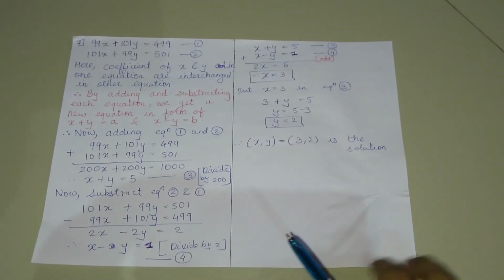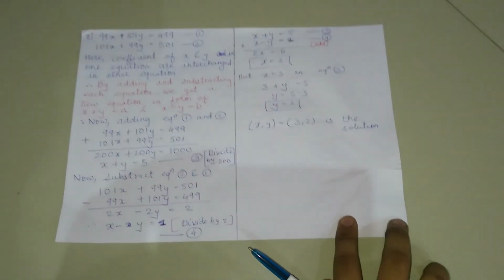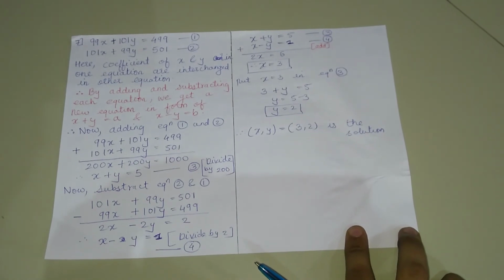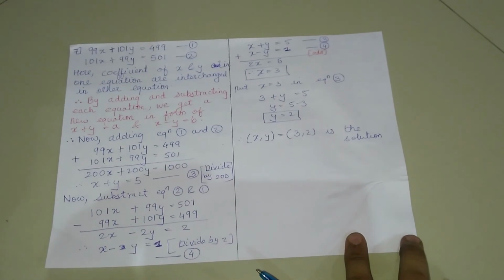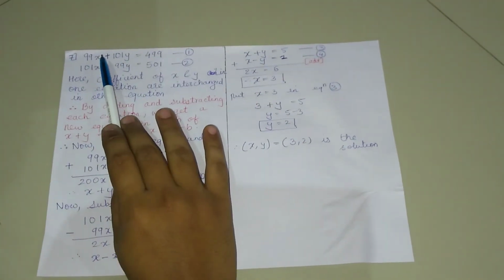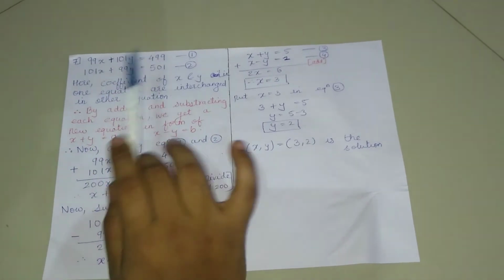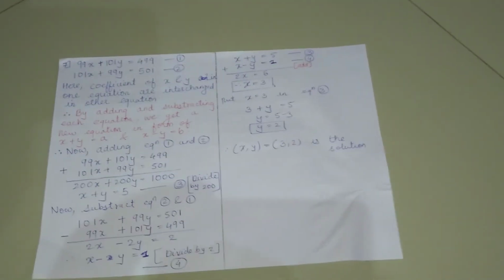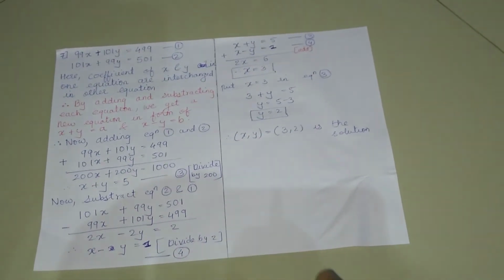Okay, so our seventh question is 99x + 101y = 499 and 101x + 99y = 501. If you see the question carefully, you can see here is 99, 101 and 101, 99. These types of sums have values that are just interchanged. There are two methods by which you can solve, and I'll be explaining both.